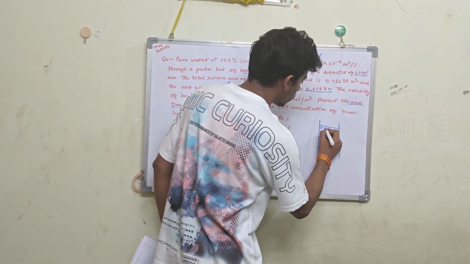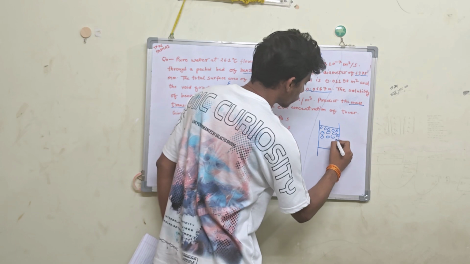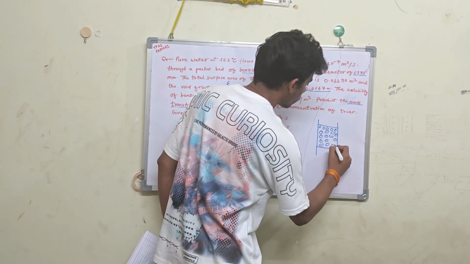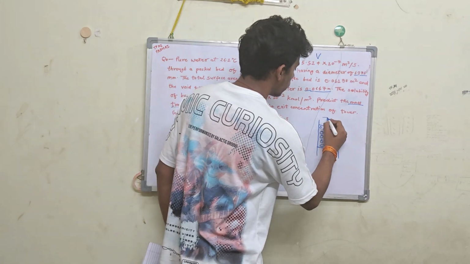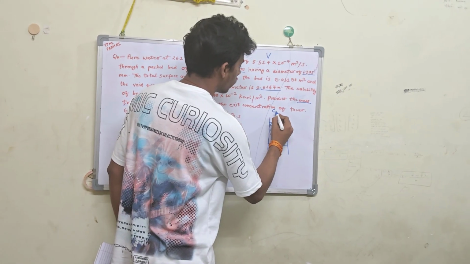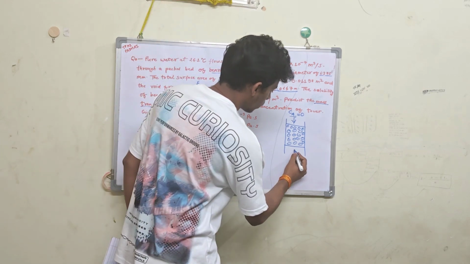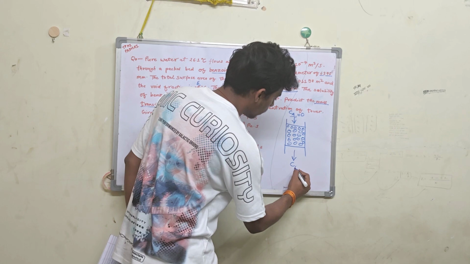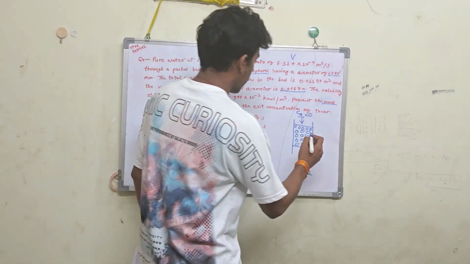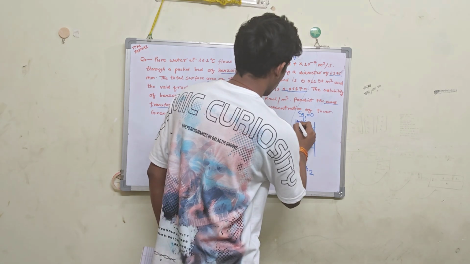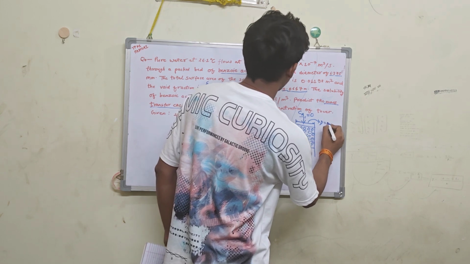Assume this is our packed bed of spherical particles. These are benzoic acid particles, and water is sent here. The concentration of benzoic acid in the entering water will be 0, as there is no benzoic acid initially, and the concentration at the exit of the tower, Ca2, we have to find later in this question. The diameter of the bed is given.